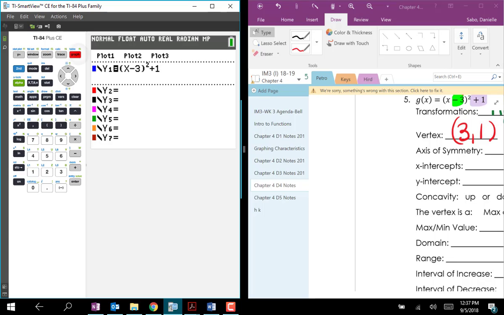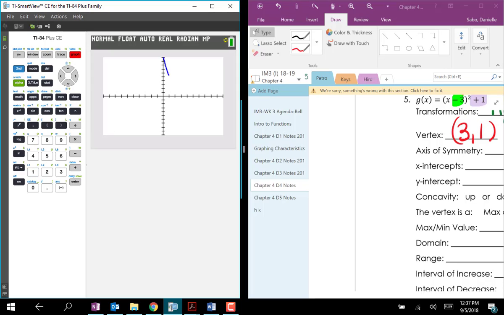If you press graph, you can just see what it looks like so that you visually know what it looks like. And look, your vertex is right, like you said earlier. (3, 1): right 3, up 1. You got it right. Or if you didn't know how to do it, you could have just typed it in the calculator, looked at the graph, and figured it out.